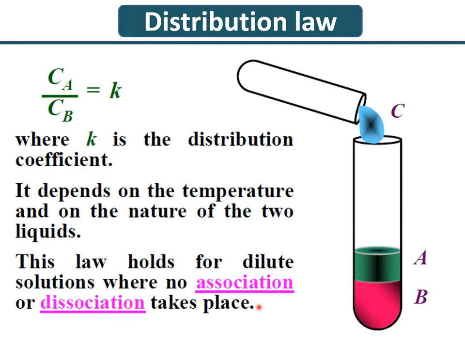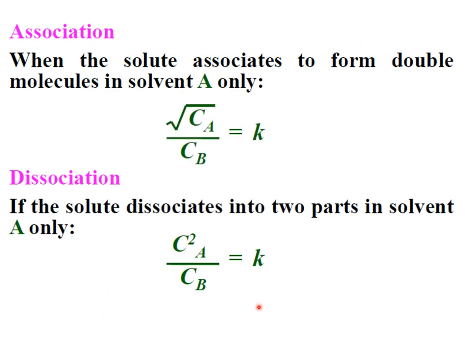How about if association or dissociation took place? We'll see this in this slide. When association occurs, when the solute associates to form double molecules, so every two molecules of the solute associate together to act as a single entity. In that case, if the solute is associated in a given solvent, like solvent A, the distribution law will be the root of C_A over C_B equal to K.